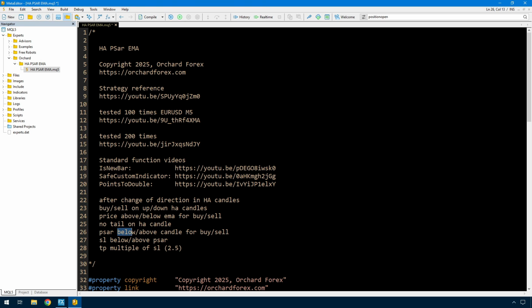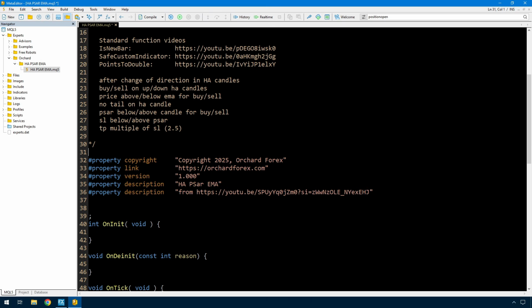The PSAR has to be below for a buy or above for a sell. Put the stop loss below or above the PSAR depending which direction you're going, and the take profit is a multiple of the stop loss. This is my brief summary of notes inside the code here. Definitely see this video and this one if you want a more detailed explanation of the strategy.